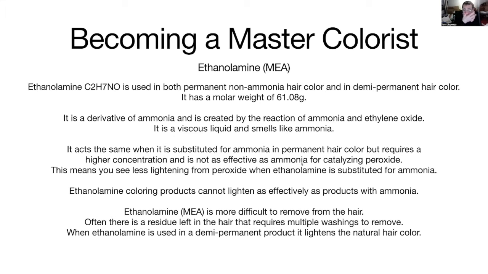What this means in real terms is that you see less lightening from the same peroxide when you're mixing it with ethanolamine, MEA, instead of ammonia. Once again, this means that if you have two products that are mixed with 20 volume developer, one contains ethanolamine and one contains ammonia, the one with ammonia will lighten the hair more.